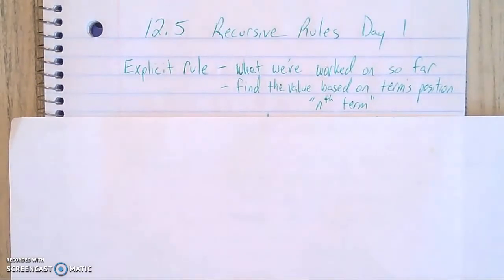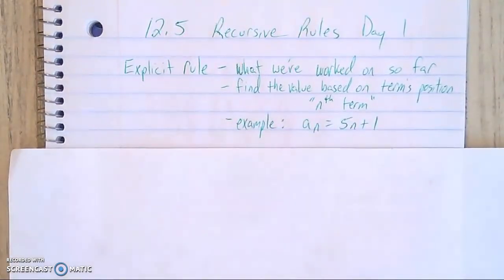It's where you get to find the value based on the term's position. So you can find the nth term. For example, if it says a sub n equals 5n plus 1, and I want to know the sixth term, then I say a sub 6, where n is 6, and I can do 5 times 6, which is 30, plus 1 is 31. Now I can leap ahead and find the 11th term. 5 times 11 is 55, plus 1 is 56. So it allows me to find whatever term I want whenever I want.